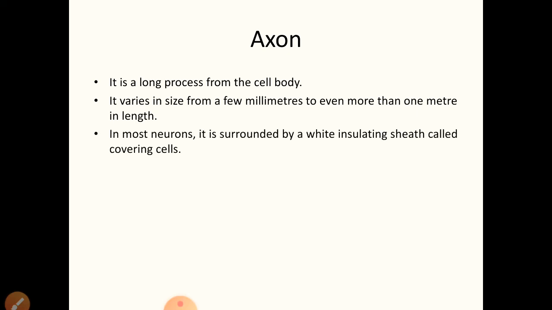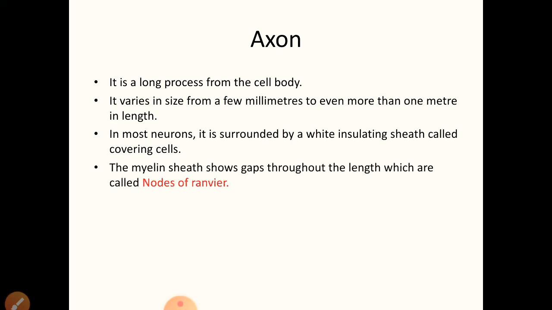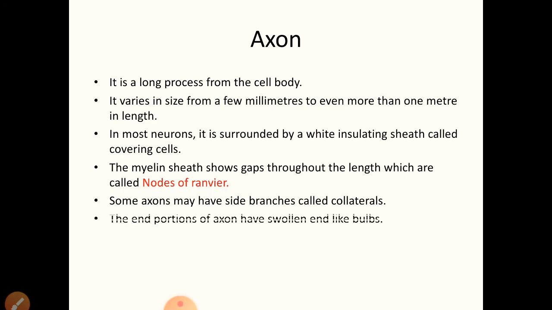In most neurons, the axon is surrounded by a white insulating sheath called the myelin sheath, which covers the axon. This myelin sheath shows gaps; the whole axon is not covered by it. The small gaps, which I am going to show you, are known as nodes of Ranvier. Some axons may have side branches called collaterals.